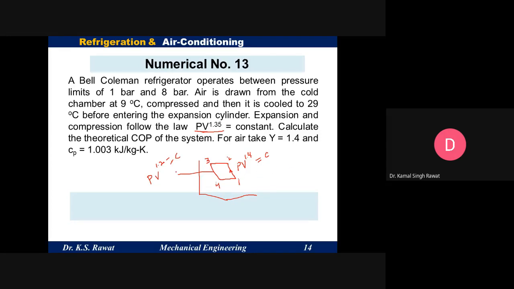But when you are calculating the turbine work, you have to take n upon n minus 1 into R. That is clear? That is clear or not? Yes sir.